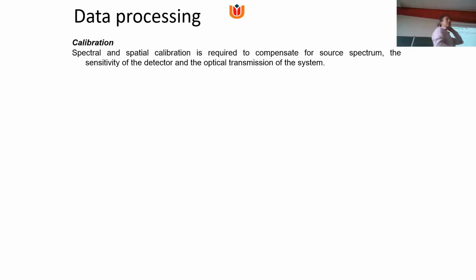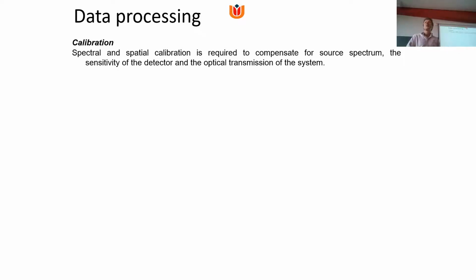So for our data processing, we need some calibration. We need spectral calibration, spatial calibration. These are the different steps that we need to take. Because the spectral calibration is, well, what kind of light source are you using? How much of each wavelength is in there? So your I0 basically, light going in.